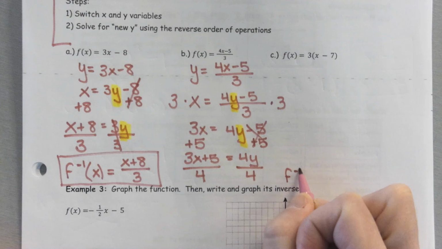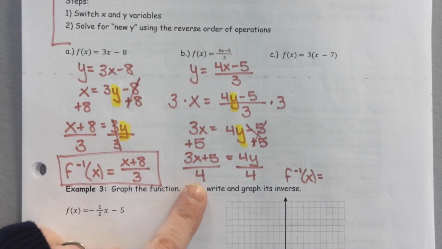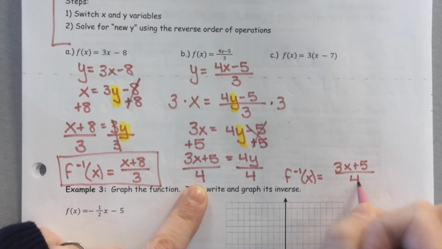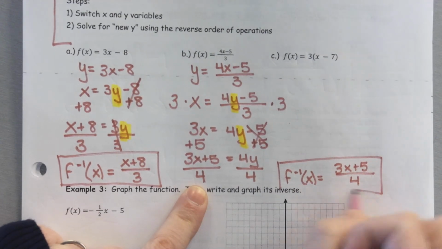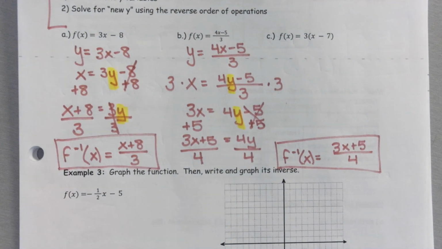So I can write my final answer, f to the negative 1 of x, again we're being fancy, equals 3x plus 5 over 4. Now, I know those numbers don't reduce, but let's just pretend for a minute. Let's use our imagination. Let's pretend this isn't a 3, let's pretend it's a 2. And let's pretend this is an 8.